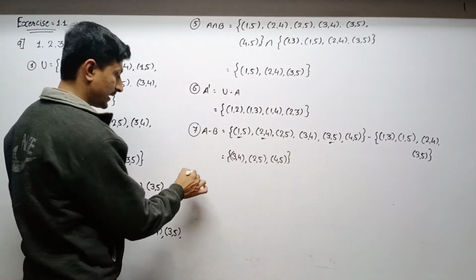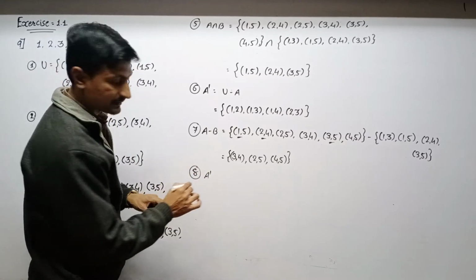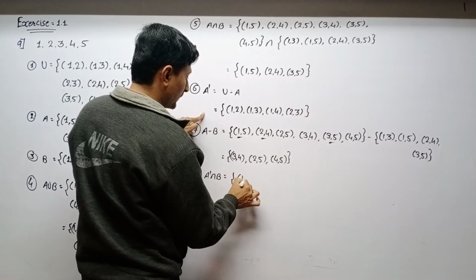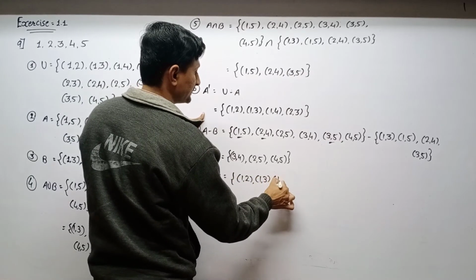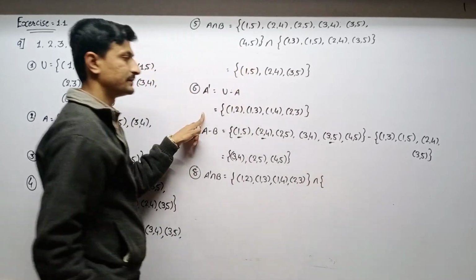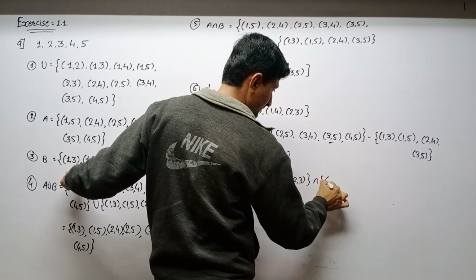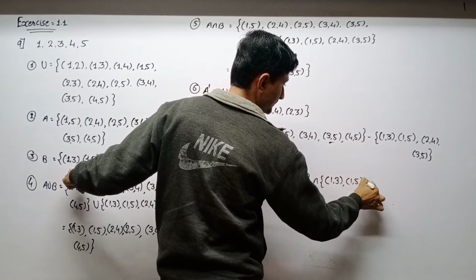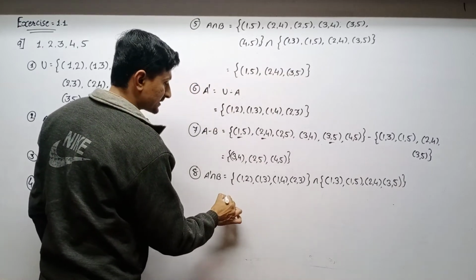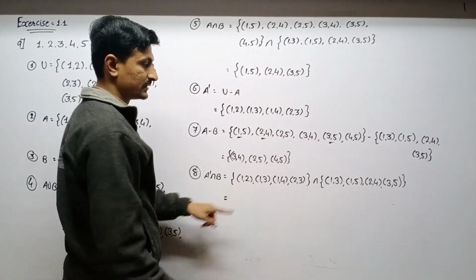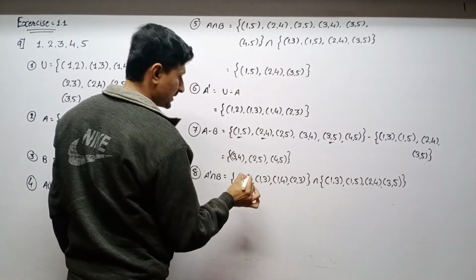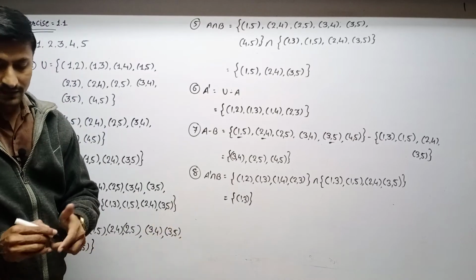Now next, in question number 8. A dash intersection B. A dash का हमारे पास answer है. So write down 1, 2; 1, 3; 1, 4; 2, 3 intersection set B: 1, 3; 1, 5; 2, 4; 3, 5. Intersection means same members in both the set. 1 2 not including; 1 3 yes; 1 4 not including; 2 3 not including. So only single pair 1 3 is our answer A intersection B.